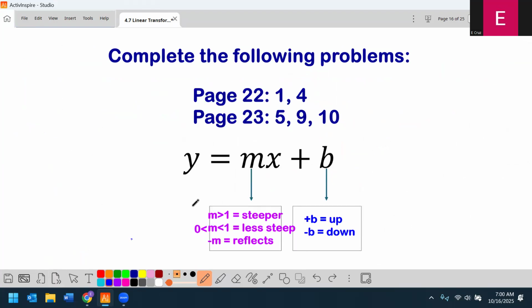So first you are doing page 22, 1 and 4. And then page 23, 5 and 9. You're going to pause this video. You're going to work on these 5 problems. And then you're going to continue with the video to finish the rest of the pages.